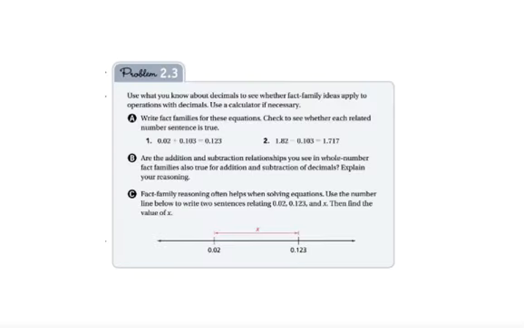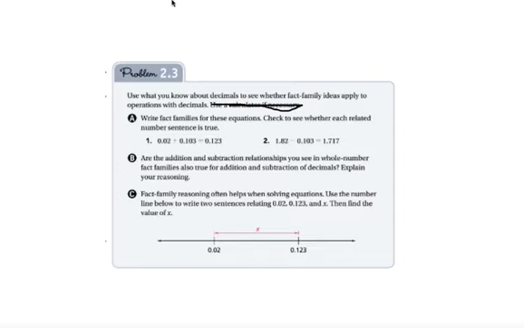With that, you will need your notebook to record some of your answers in. It says use what you know about decimals to see whether fact family ideas apply to operations with decimals. Use a calculator if necessary. So we're going to skip using the calculator part. You are just going to use the calculator that's inside your brain.